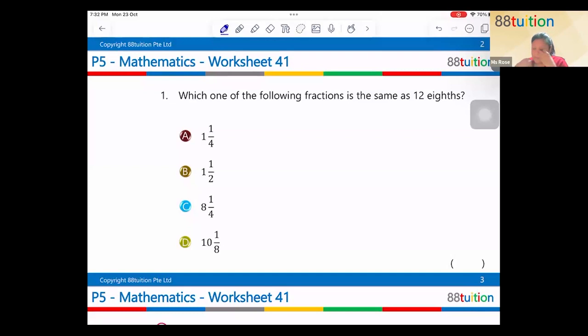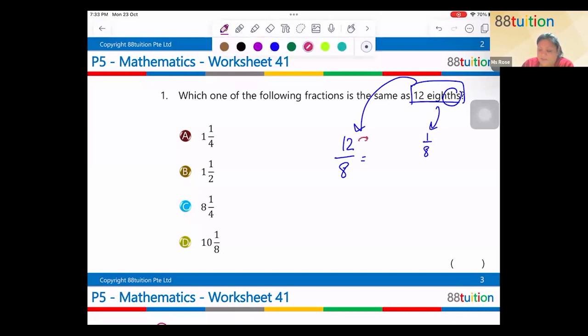Because of the TH at the end, it's referring to the denominator being 8. So if I were to simplify this, how do I simplify? Divide both by 4 to give me 3/2, which is equal to 1.5. Yes, that's right.